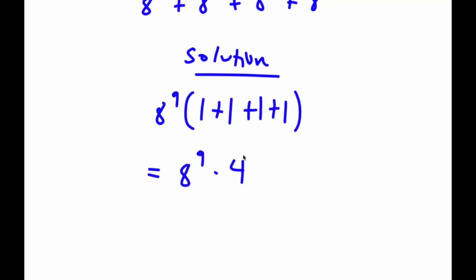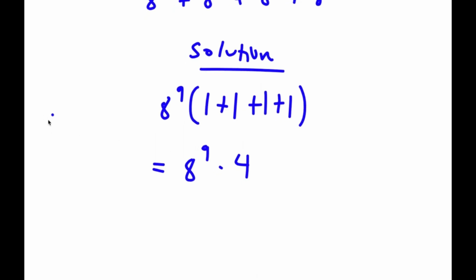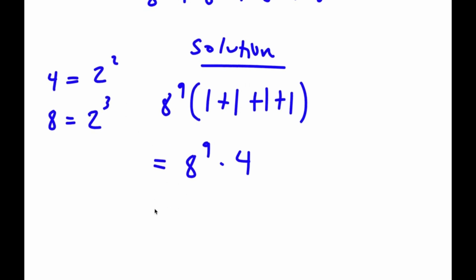And if you guys already didn't know, 8, this is the same thing as 2 to the power of 3. And 4, this is half of 8, so this is going to be 2 to the power of 2. So if I replace these values with 4 and 8, I get 2 to the power of 3 to the power of 9 times 2 to the power of 2.